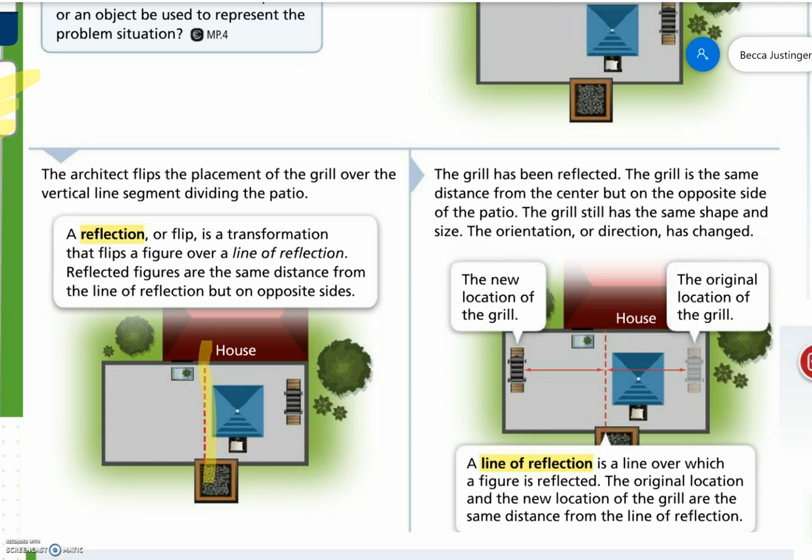A reflection or a flip is a transformation. Remember the word transformation from last lesson? A reflection is a flip or a transformation that flips a figure over the line of reflection. Reflected figures are the same distance from the line of reflection, but on opposite sides.